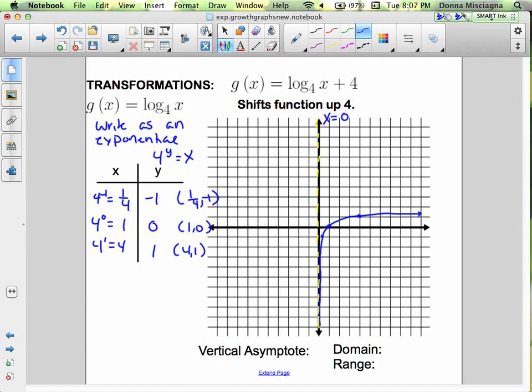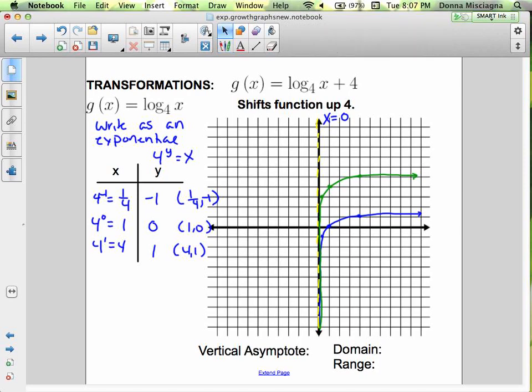Now we're going to graph the function we want to graph, which is g of x equals log base 4 of x plus 4. All that's going to do is shift our graph up 4. So if I just shift it up 4, 1, 2, 3, 4, it's not going to change the vertical asymptote, it's not going to change the domain and range. Nothing's going to change other than the points are going to be shifted up 4.